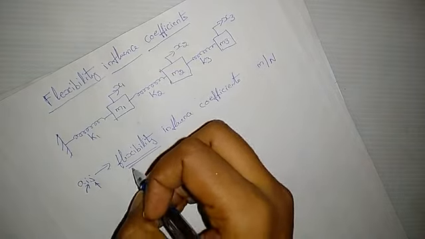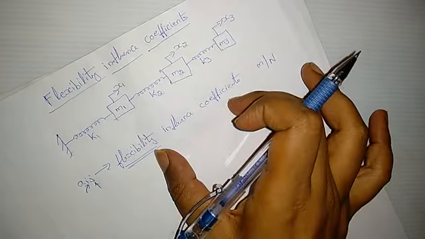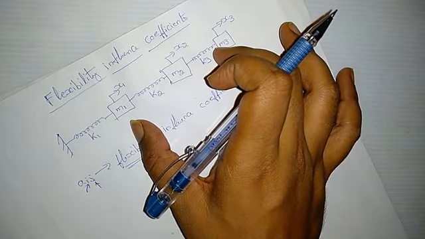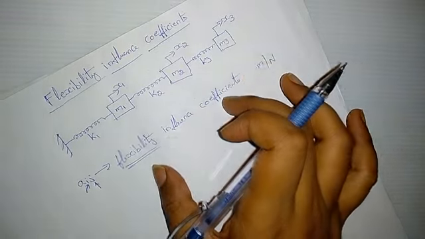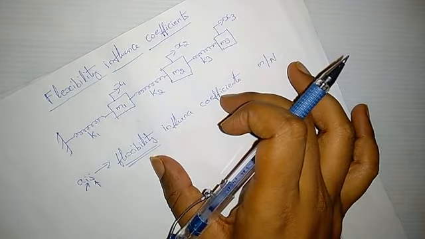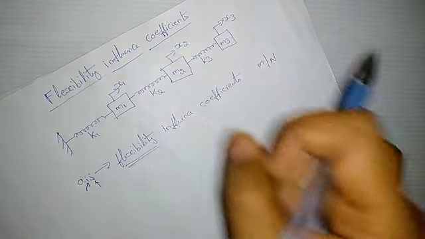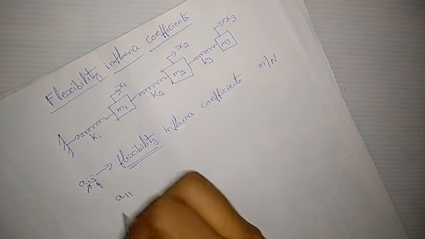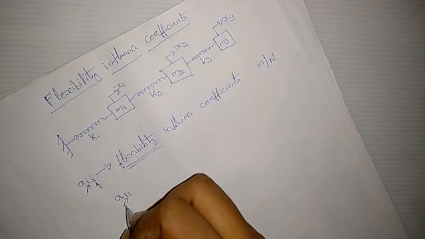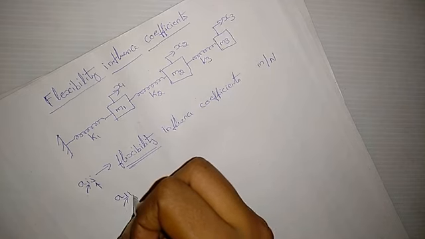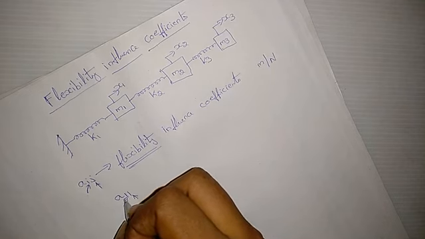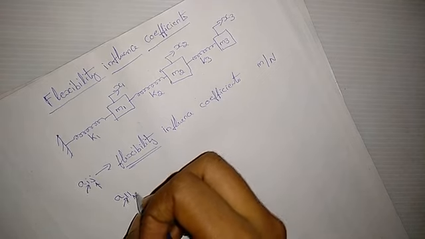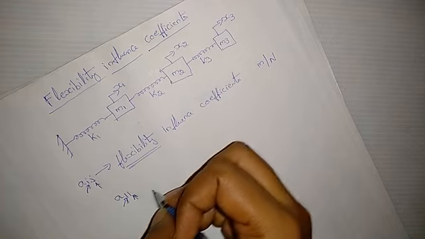So how do we use this concept of flexibility influence coefficients to determine natural frequency? Before we go for determining the natural frequency of a multi-degree of freedom system, we'll understand how this is to be found out in this kind of problem. A11 means a unit load is applied at point 1 and the displacement is measured at point 1.